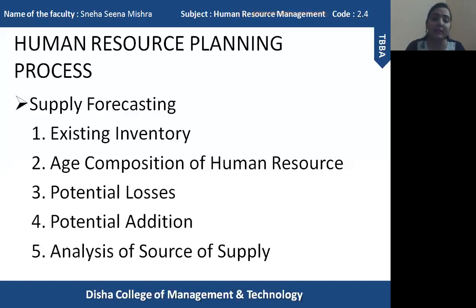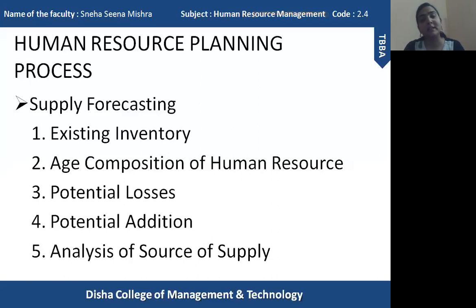Then the last one here is analyze the source of supply. After understanding the present, after collecting information about the existing human resource, what kind of people we have, what the age composition is, what the potential losses and potential additions are, then we are going to analyze the sources through which we can appoint human resource. Now these sources can be internal and external.